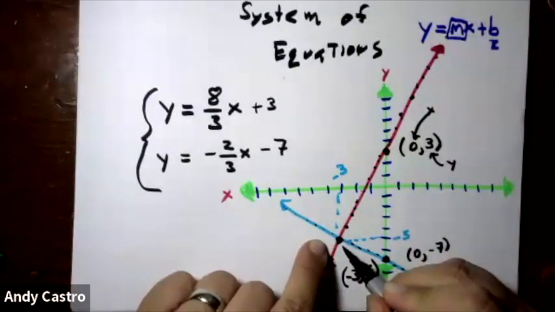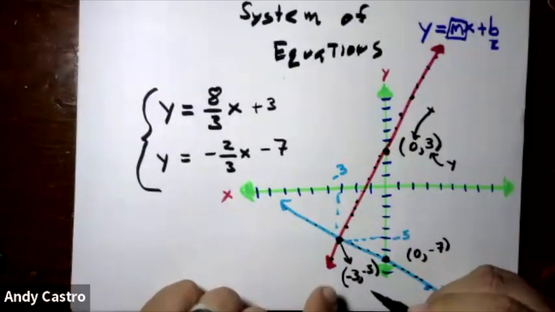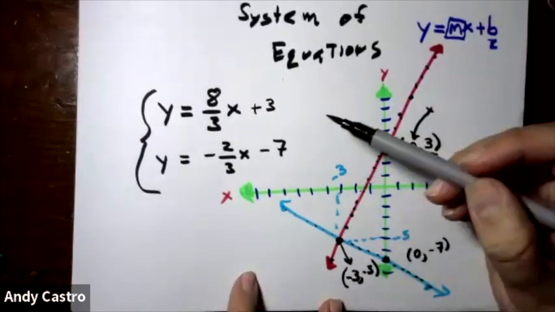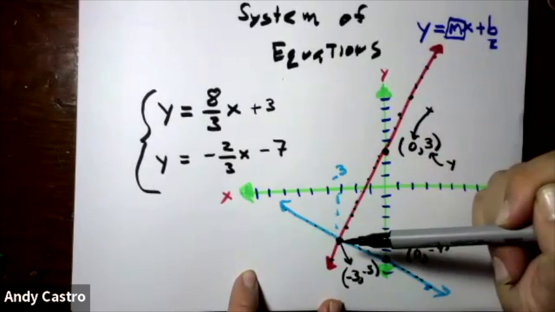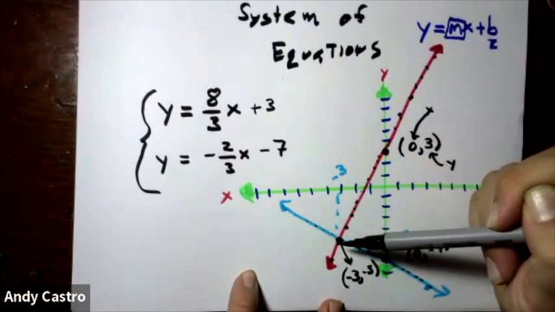But this specific point right here, -3, -5, works for both equations. And so they share that point. That is their point of intersection.